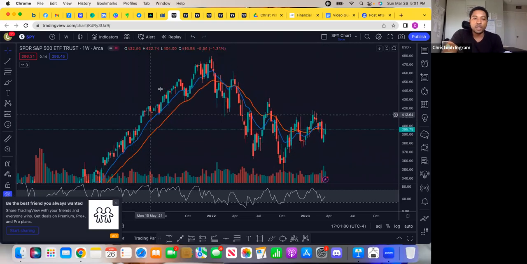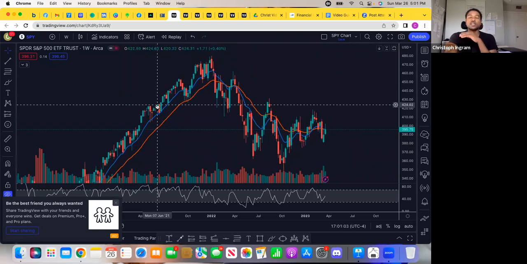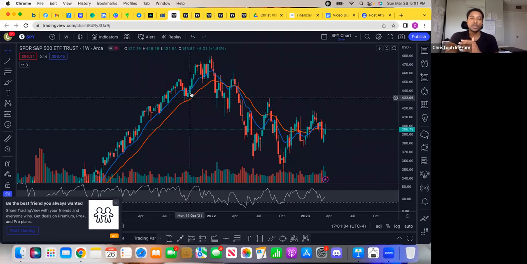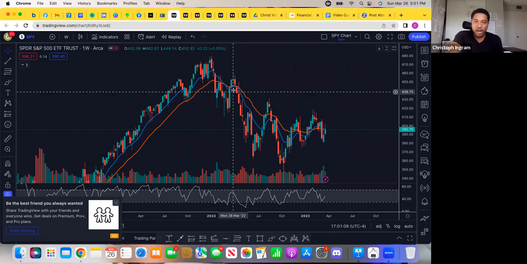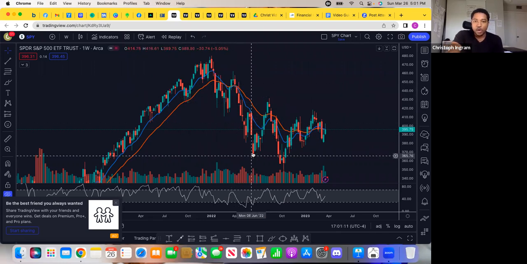We broke. This is a head and shoulders pattern that started the bear trend. Left shoulder, head, right shoulder. We broke the head and shoulders pattern, so we made a lower low. We made a lower high.